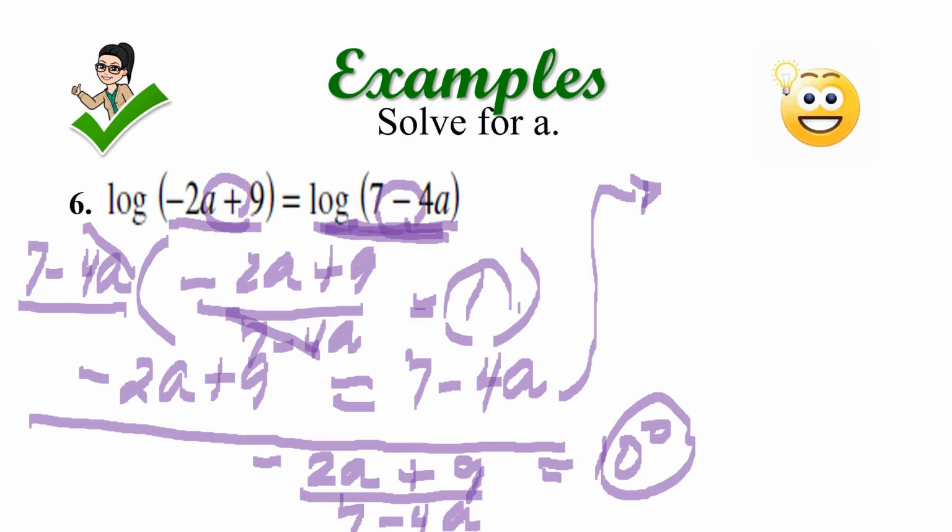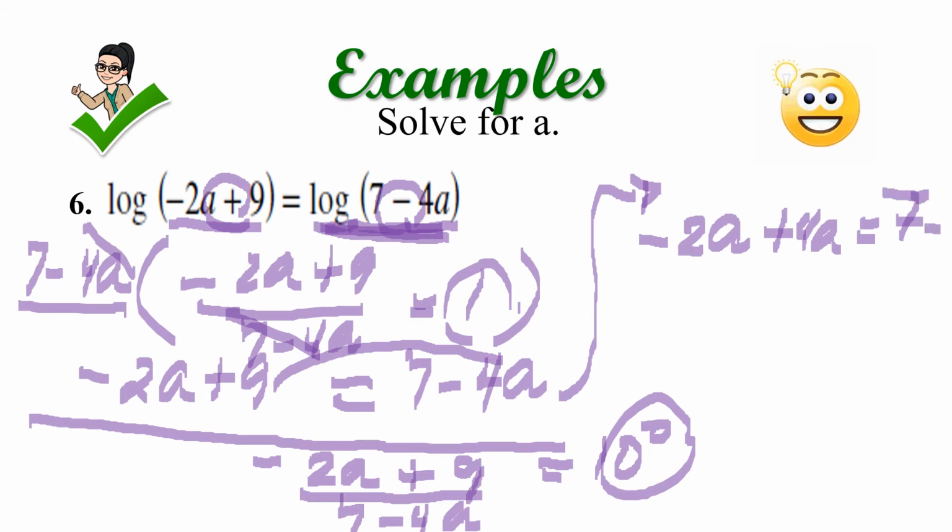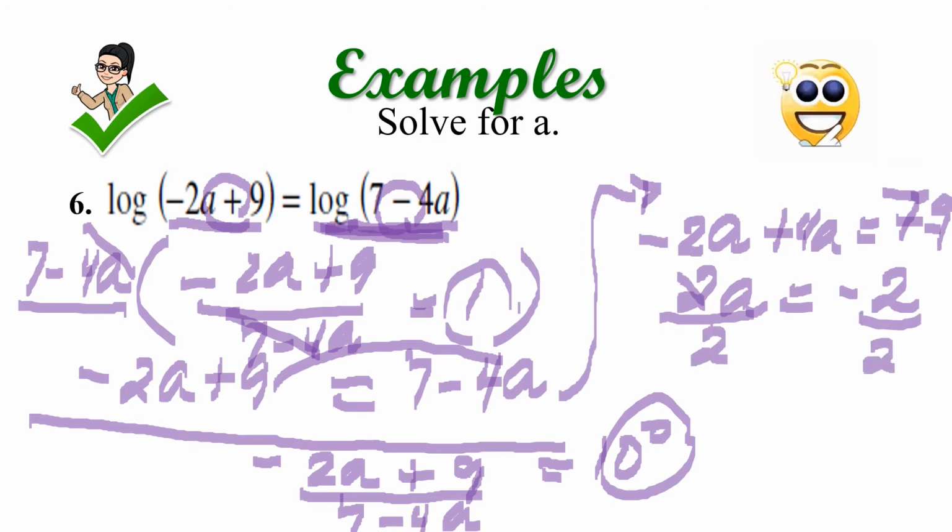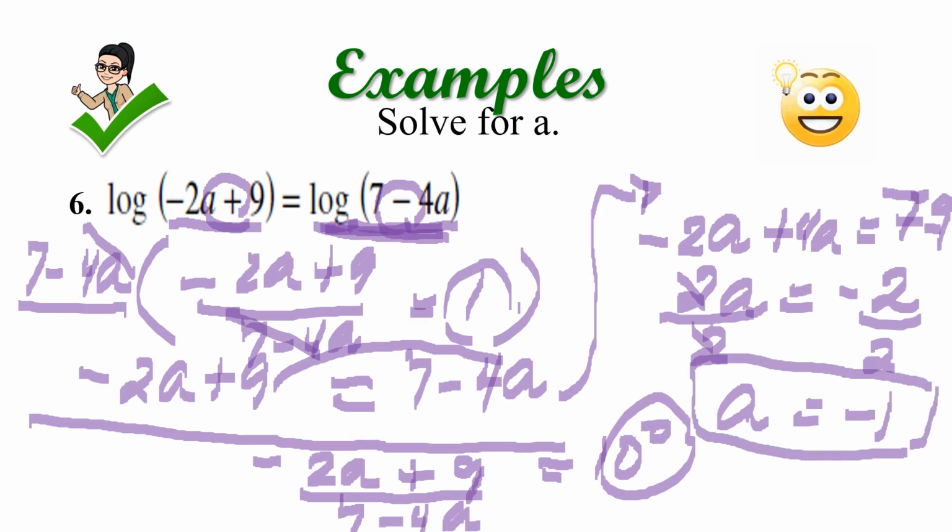And then let's simplify this. Negative 2a, transpose negative 4a to the right, this will become negative 2a plus 4a equals 7, transpose 9 to the right, then we'll have negative 9. So 7 minus 9. So this is now negative 2a plus 4a is 2a equals 7 minus 9 is negative 2. Then divide both sides by 2. Cancel 2. a is equal to negative 1. The value of a is negative 1.